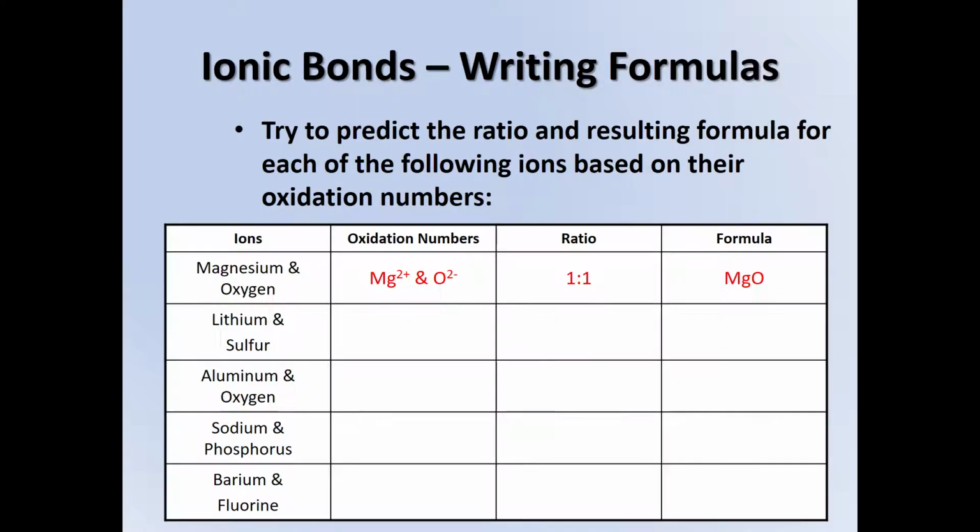So let's try working on these. Note, I think some of these ratios are going to be wrong. We'll see. So magnesium and oxygen. Magnesium is 2 plus, oxygen is 2 negative. This is a 1-to-1 ratio, so we get magnesium oxide.